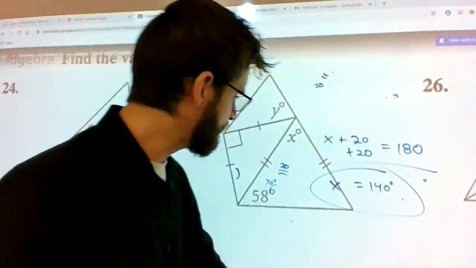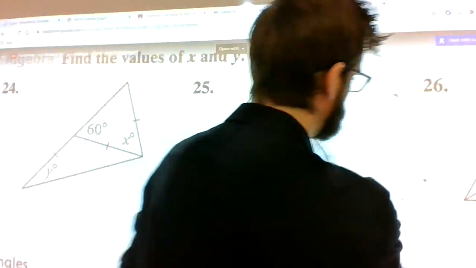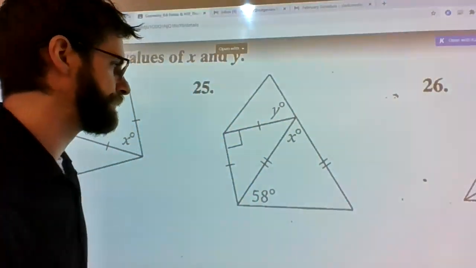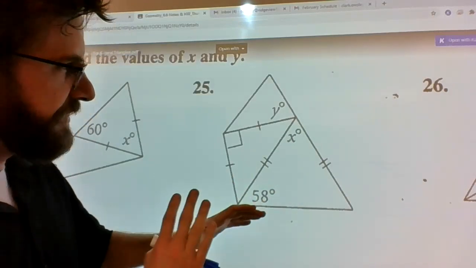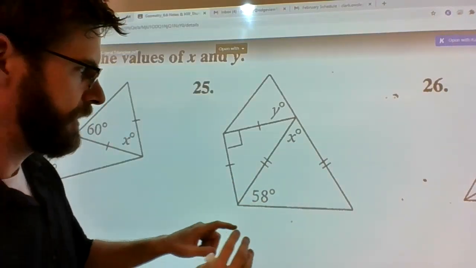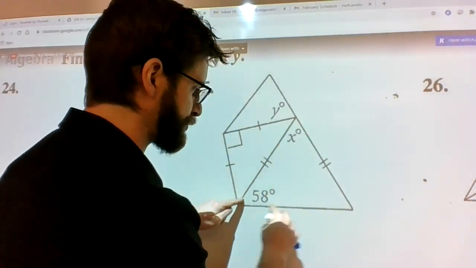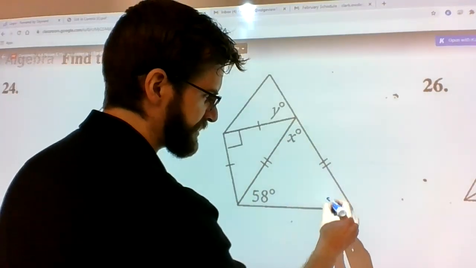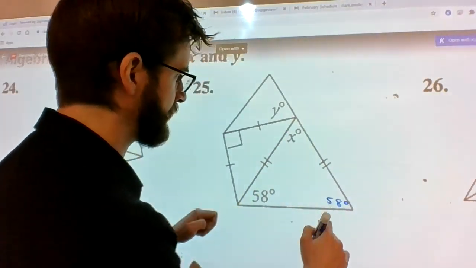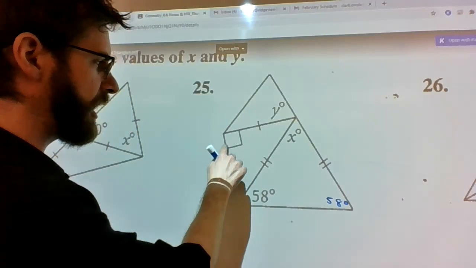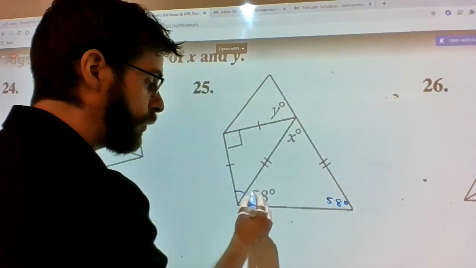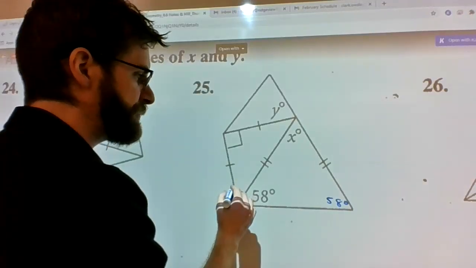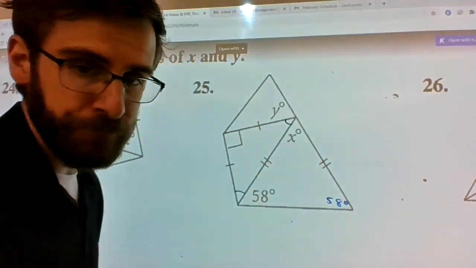Check out 25. So again, we've got two sets of isosceles triangles in here. One that creates an isosceles right here, which makes this 58 degrees because these two have to be congruent. But then this one over here, it's a right triangle that's also isosceles. So this angle, we don't know what it is, must be congruent to this angle over here.